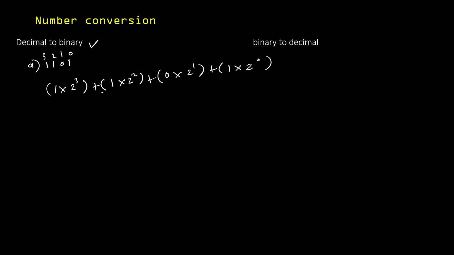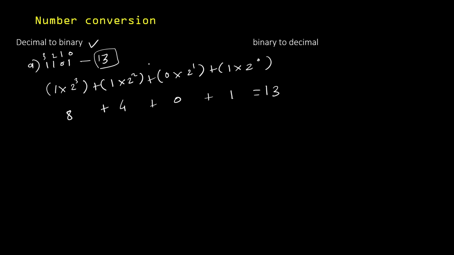As you all know, 2 raised to 3 is 8. So 1 into 8 is 8, plus 2 raised to 2 is 4, so 1 into 4 is 4, plus 0 into 2 is 0, and 2 raised to 0 means 1, so 1 into 1 is 1. So 8 plus 4 is 12, and 1 makes 13. So this is our 13 in decimal. The decimal equivalent for this binary number is 13. This is how we can take binary numbers and convert them into decimal numbers.